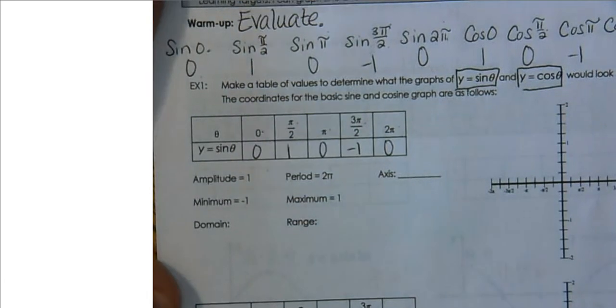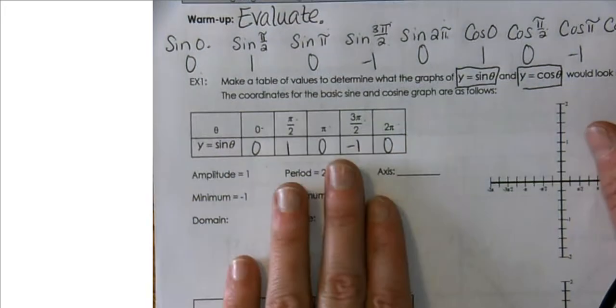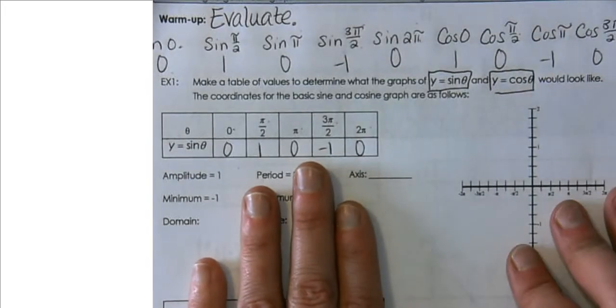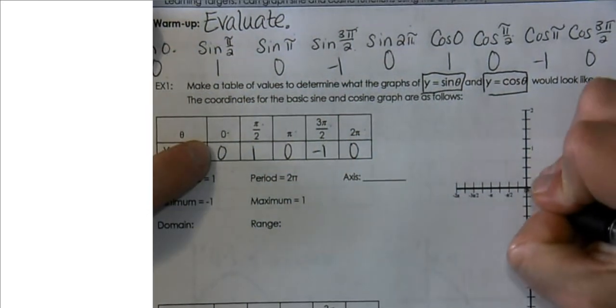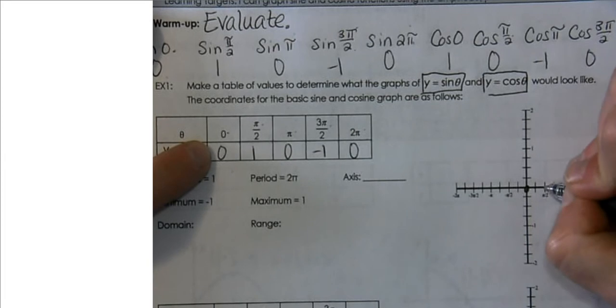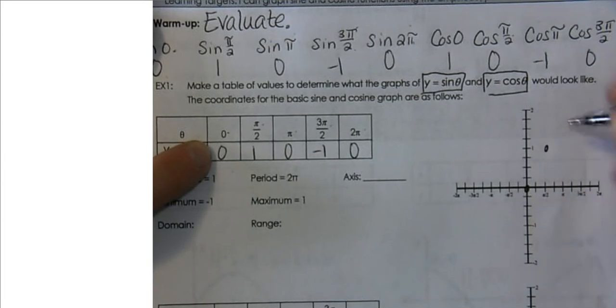So what we're going to do now is we are going to plot these ordered pairs on our coordinate plane. So I'm going to plot (0, 0). Then I have (pi over 2, 1). Then I have (pi, 0). 3 pi over 2 is going to go down to negative 1. And then back to 2 pi, which is 0.